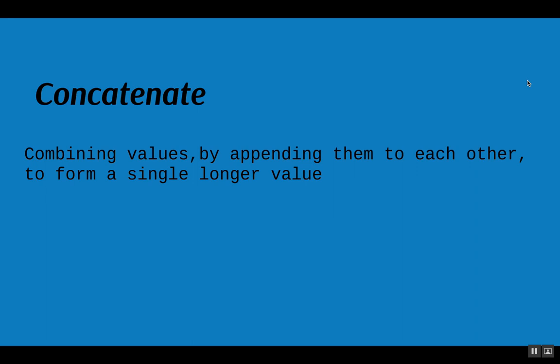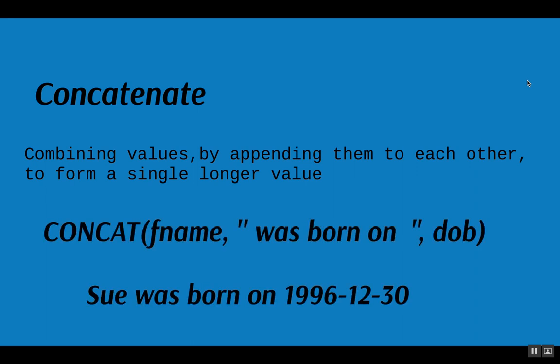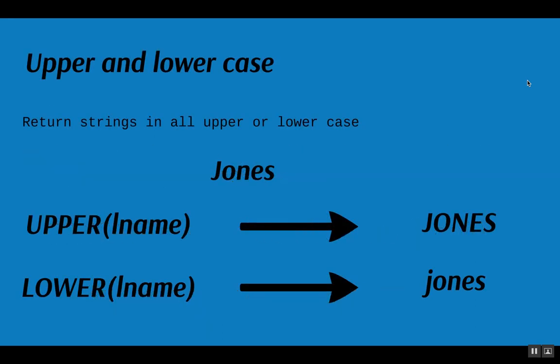Or something like this. Here again, we have column names that are being used. We have a string value surrounded by quotation marks as the parameters. The first name value combined with a string in quotes of a space and then "was born on" and another space, and then being combined with the DOB, or date of birth, value to give us "Sue was born on" and then the date. The upper and lower functions will take any string and convert all the letters to uppercase or to lowercase. If we had a last name of Jones, capital J and lowercase O-N-E-S, it would be converted to all uppercase with upper and all lowercase with lower.